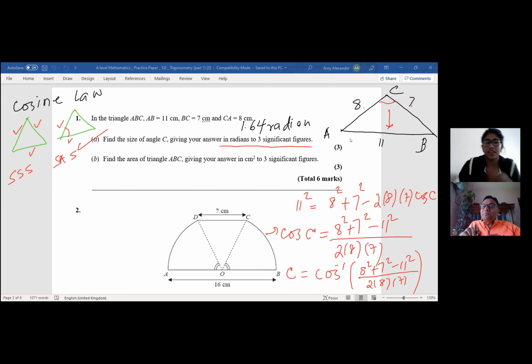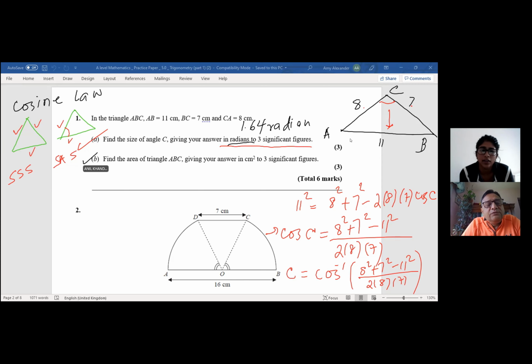So even if they don't say in radians, it's just the default. Normally you write 1.64 radians, right? But in case you miss writing radians, I think marks should not be deducted because that is the default unit. For degree, you have to write degree. Is that okay? Yeah, clear. Important. So you will learn what to apply and how to do it.